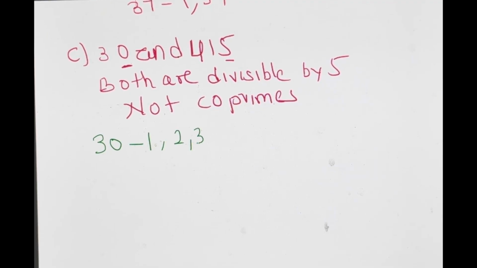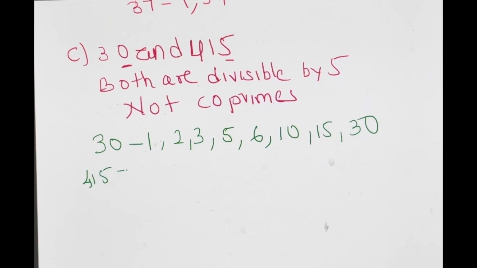1, 2, 3 doesn't come in the table of 4, so leave 4, 5, 6, 7, not 8, no, 9, 10, and then 15, 30. You should see the pairs. 1 into 30, 2 into 15, 3 into 10, and 5 sixes are 30. So these are the factors of 30.